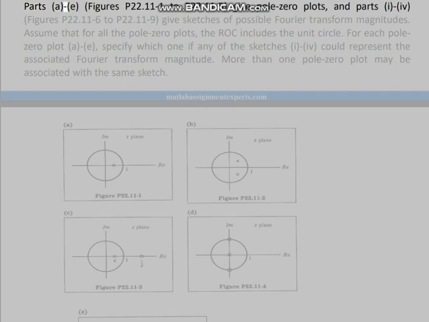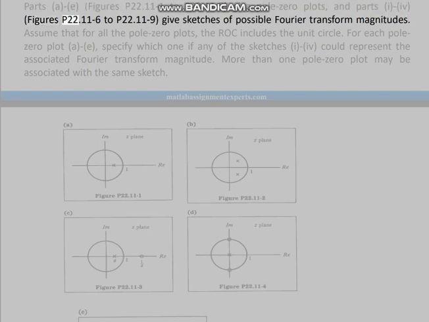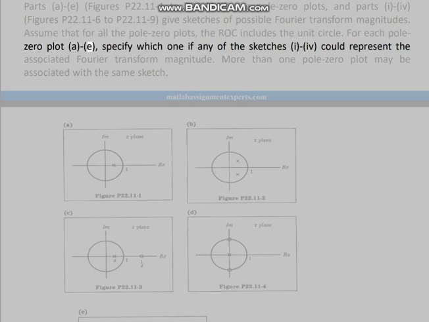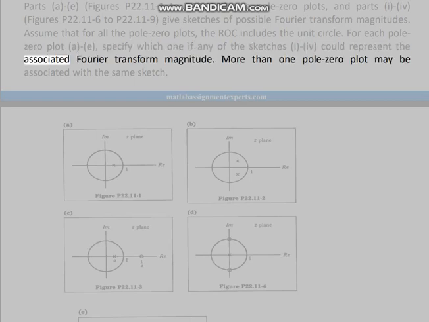P22.11 parts A-E, figures P22.11-1 to P22.11-5 give pole-zero plots, and parts 1-4, figures P22.11-6 to P22.11-9 give sketches of possible Fourier transform magnitudes. Assume that for all the pole-zero plots, the ROC includes the unit circle. For each pole-zero plot, A-E, specify which one, if any, of the sketches, 1-4, could represent the associated Fourier transform magnitude. More than one pole-zero plot may be associated with the same sketch.